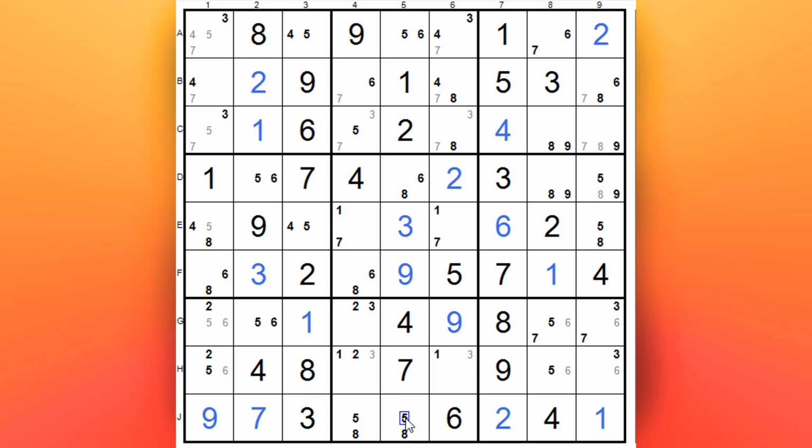If we start again with the 5, if not a 5, it's an 8. If it's not an 8, it's a 6. If it's not a 6, it's a 5. But then we can go this way. If it's not a 5, it's a 4. If it's not a 4, it's a 5. So we started off here, not a 5, and it is a 5 here. Every one of those links was a strong link, so we don't actually have to do the reverse of it. It'll work both ways, which means we can get rid of this 5 here.